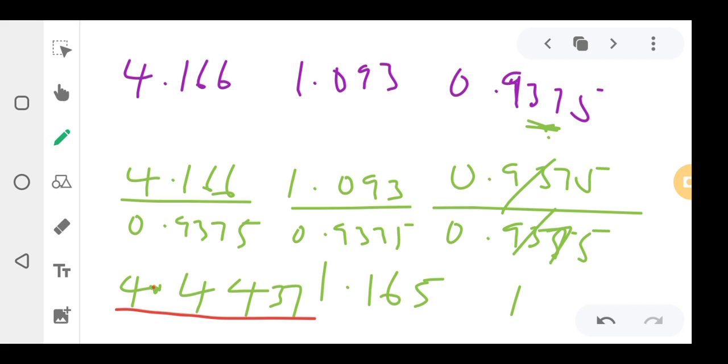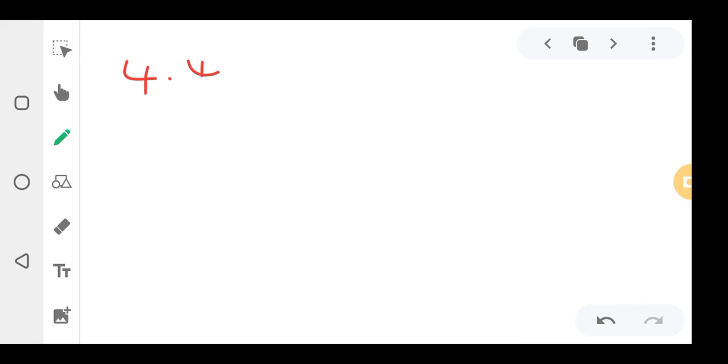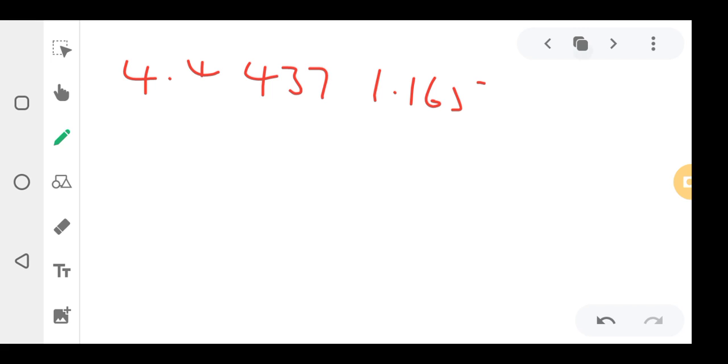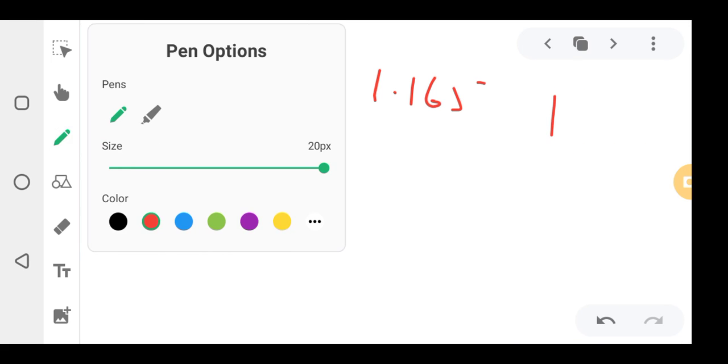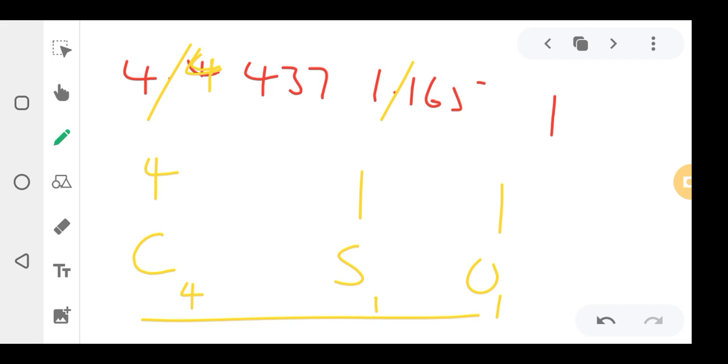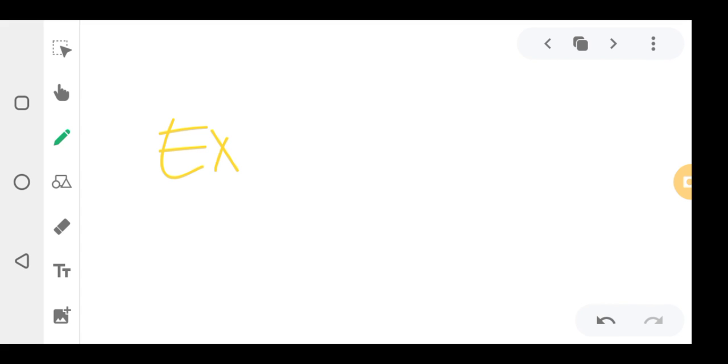Now we round off these numbers to the nearest whole number. 4.437 rounds to 4; if it was 5 you'd have added 1. 1.165 rounds to 1, and the last number is 1. So it means my new element is carbon. This 4 is for carbon, then 1 for sulfur, and also oxygen 1. So the formula is C4S1O1. Now based on this knowledge you can try this exercise.